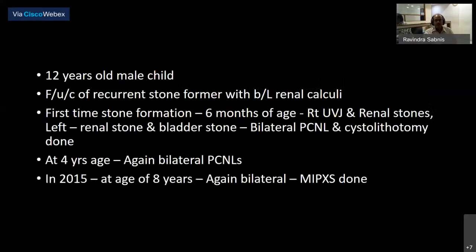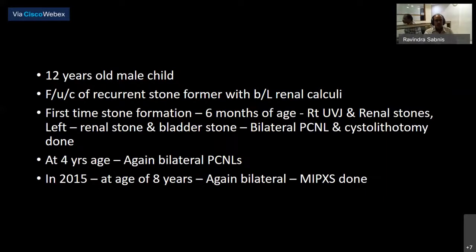Coming to this second case, this is a 12-year-old male child. Again, this story starts from 6 months of age. He is a recurrent stone former with bilateral renal stones. The first stone formation was at 6 months of age. There was a stone at the right UEJ and a renal stone, and on the left side there was a renal stone, and he had a bladder stone at that time. So bilateral PCNL and cystolithotomy was done. At the age of 4 years, again, he had bilateral PCNL.